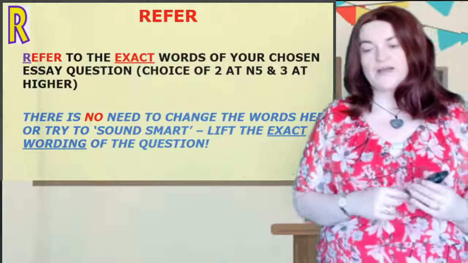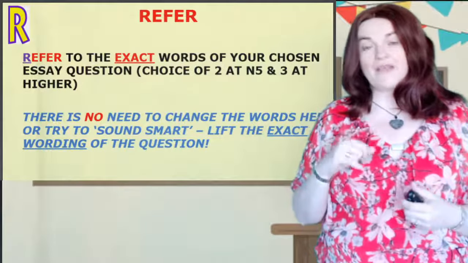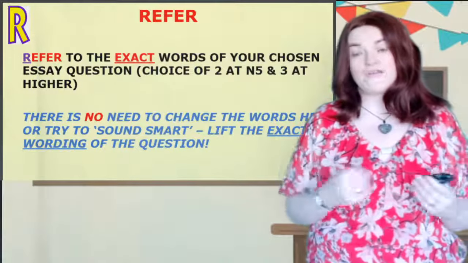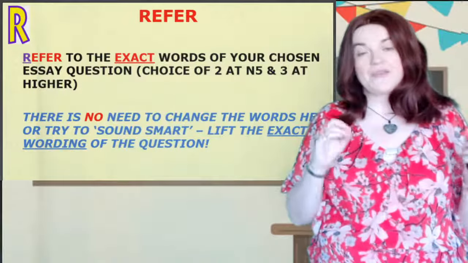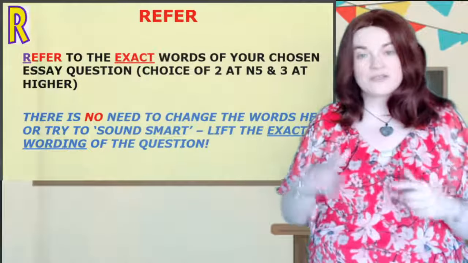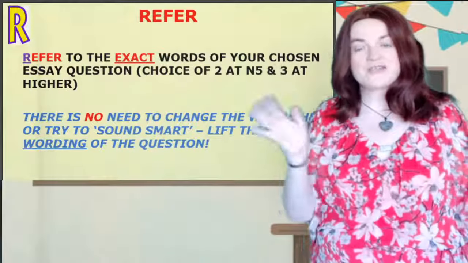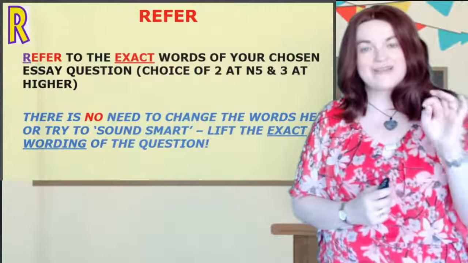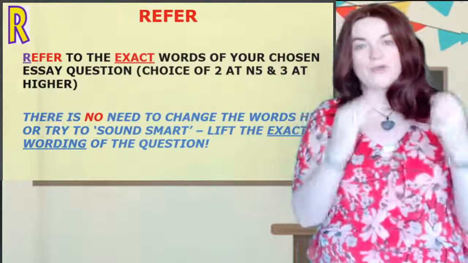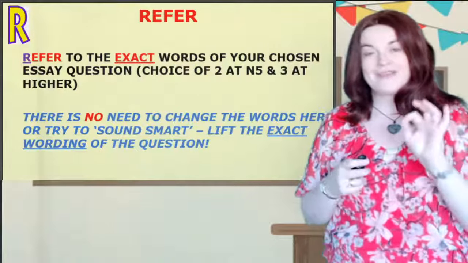So this is where you've got a choice of questions. At Nat 5 you get 2, at Higher you get 3, or your teacher will obviously decide how many questions you get. You might just get 1 if you're practicing. But this is where you refer to the exact words of the question. It's not an understanding question like in a RUAE. You're not to put it in your own words. You're not to try and jazz it up and look fancy. Just refer to the key words of the task. I'm going to do another video about the essay question itself and how to tackle it. But lift the exact wording.